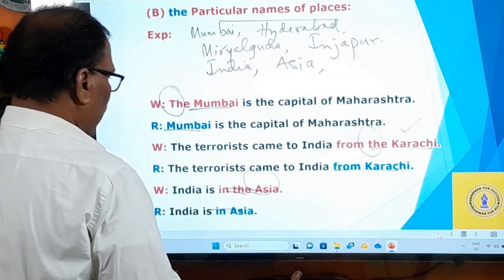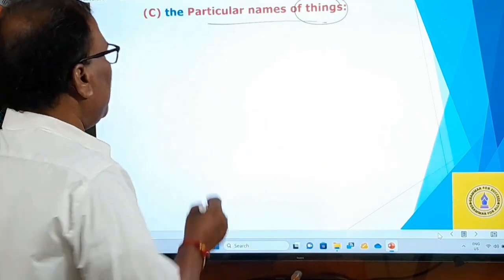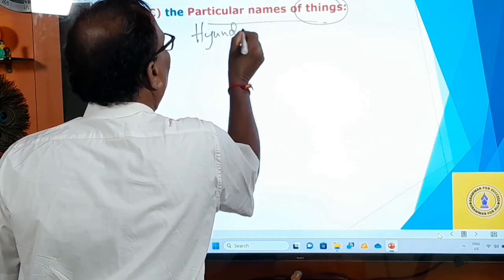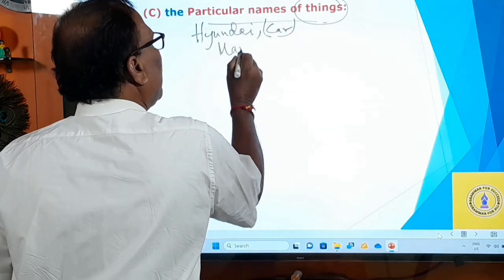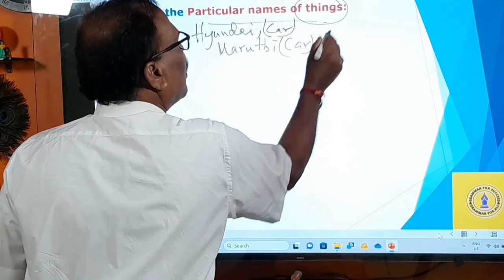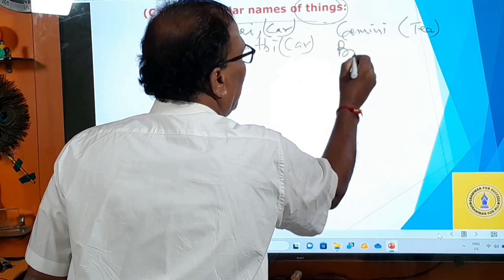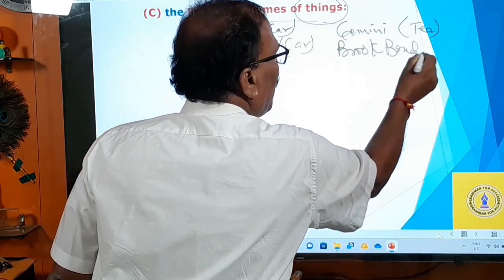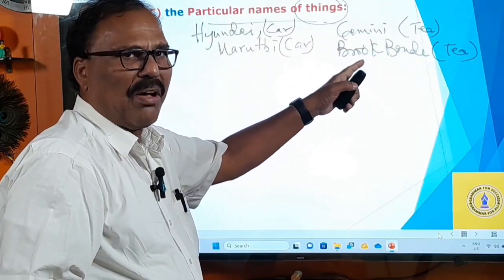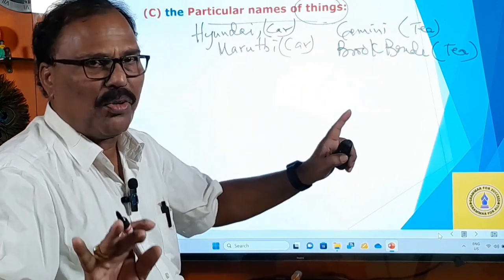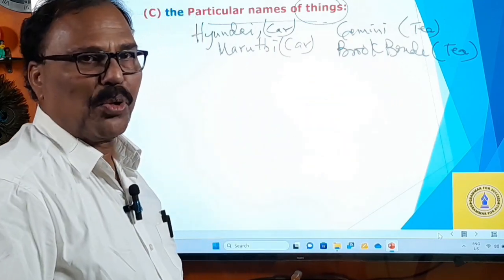And now let's go to the next one. Before the particular names of things; things also have some particular name. For example, Hyundai is there. This Hyundai is the name of a car. Maruti is there. It is the name of that car. Gemini is there. Gemini is the name of the tea. Brooke Bond is there. It's the name of tea. Gemini is the name of tea, Brooke Bond is the particular name of tea. This is tea, this is tea, no doubt about that, but this tea has a particular name Gemini, and this tea has a particular name Brooke Bond, something like that.